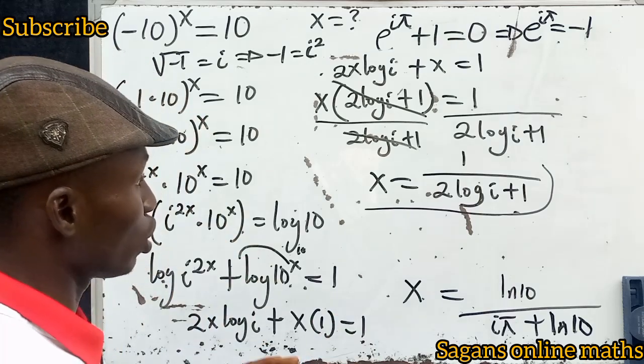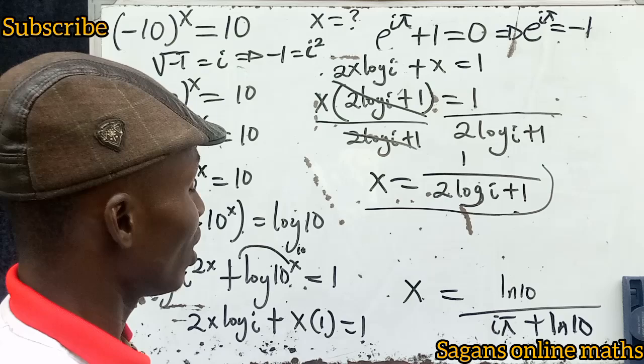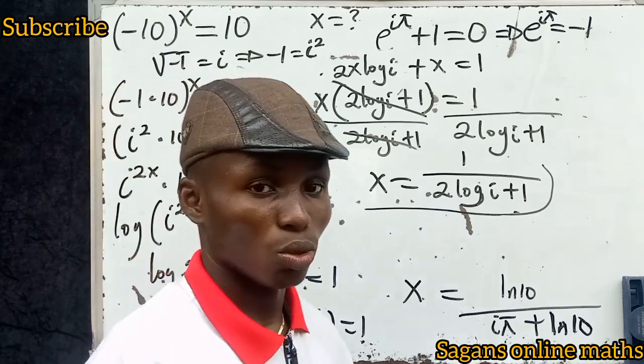You can see that I used two methods to solve this problem, okay? But Euler's identity is very interesting, okay? Very interesting, okay? So this is an amazing solution to this particular problem.